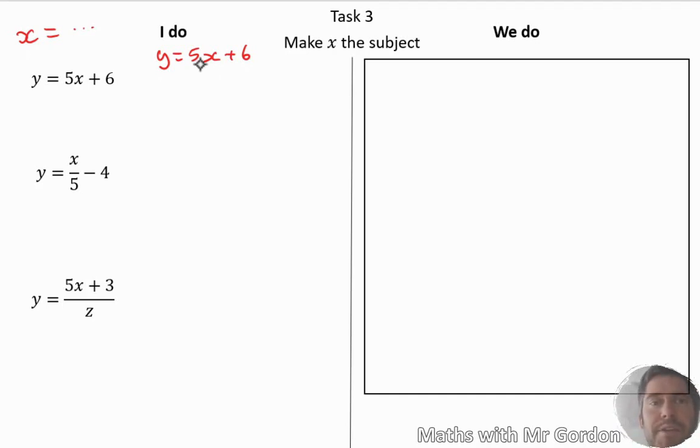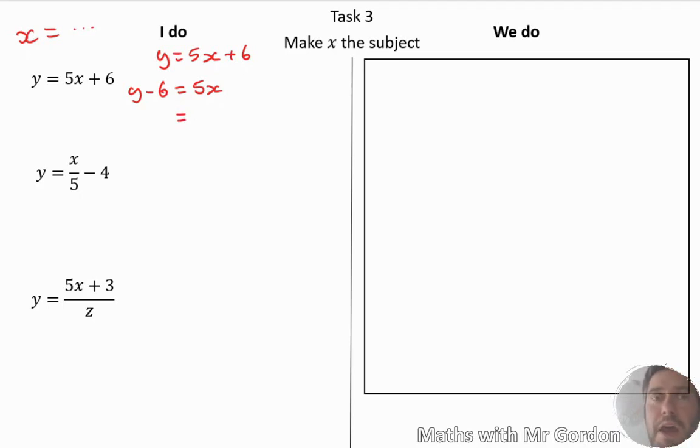So the last thing that was done to the x is it had the 6 added to it. So the first thing we're going to do is take away 6. We're going to do the inverse operation of adding 6. So from both sides, we're going to take away 6. We end up with just 5x left on the right. And on the left, we've got y minus 6. We took 6 away from both sides. We do the same operation whenever we're dealing with equations to both sides.